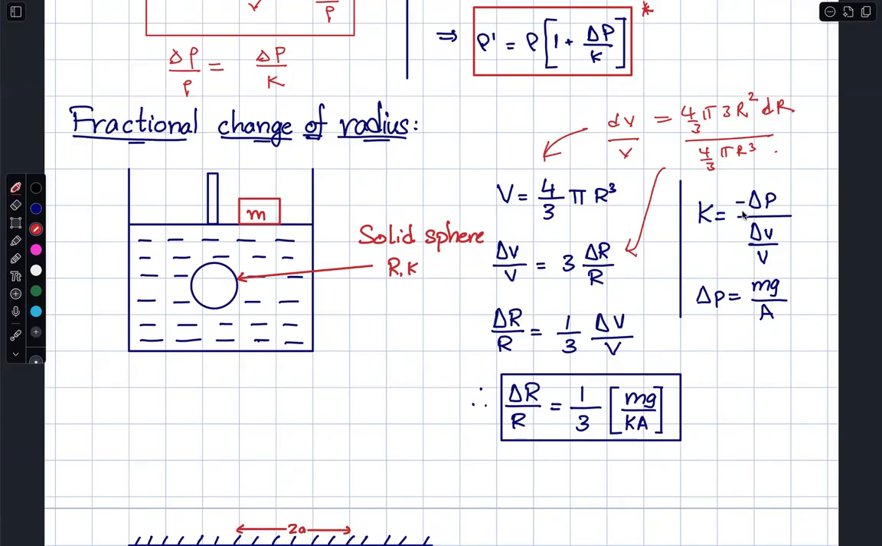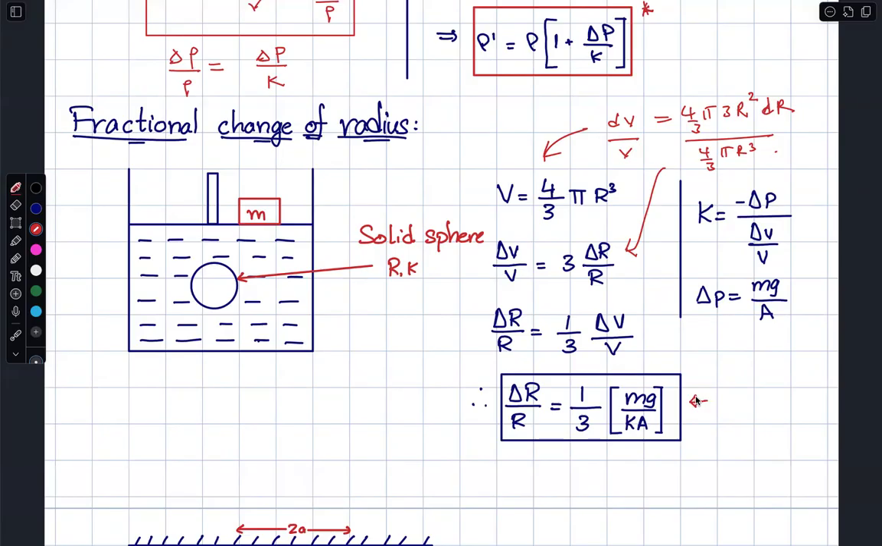Right. What is bulk modulus? In fact, the radius shrinks here. Delta R by R is 1/3 volume strain. That is nothing but delta P by K. Delta P is just because of the adding of this mg by A. So this is a very, very, very famous model.